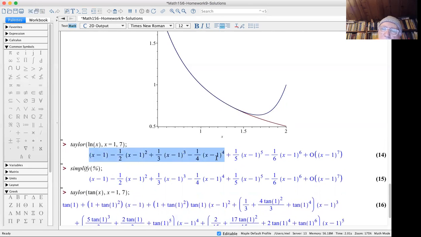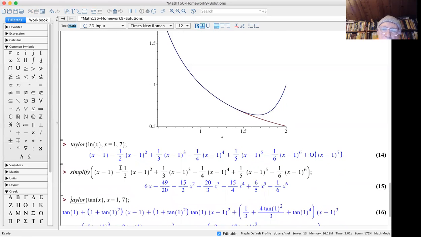Let's just simplify the polynomial part. So it's the same polynomial, it's just this is expanded and we collected the terms, and it's not really in the right order, but that's what it is.